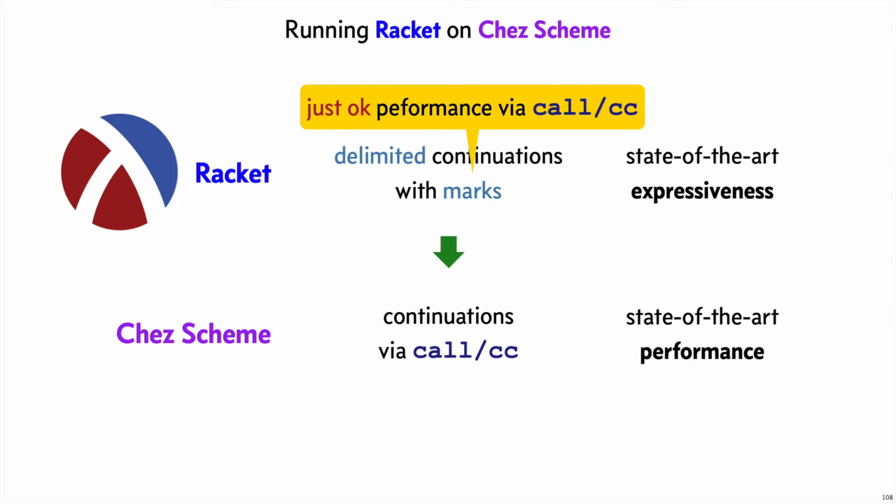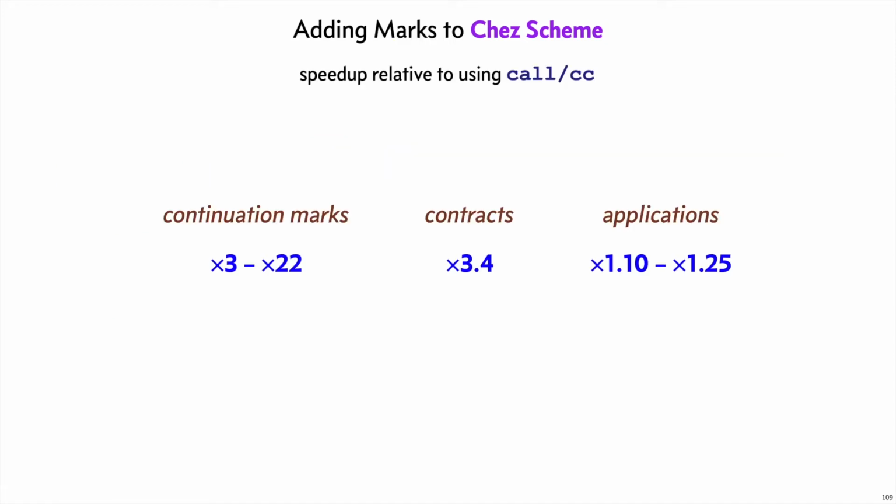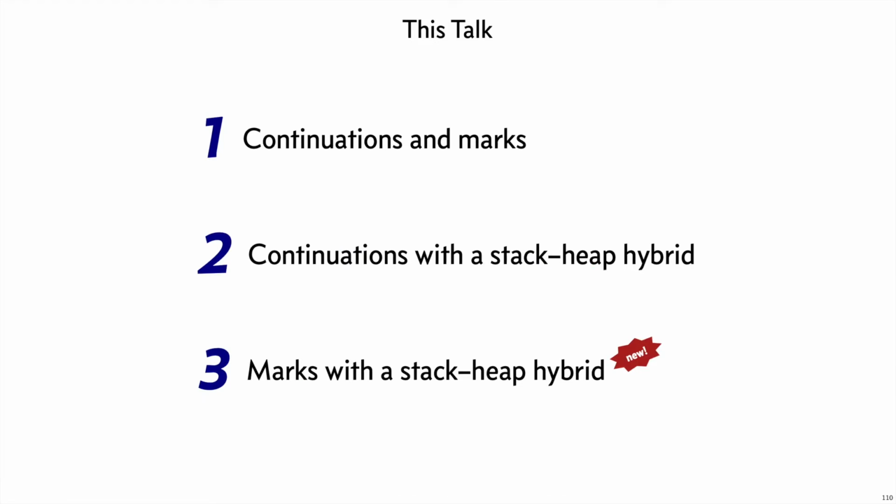And since continuation marks are such an important building block in Racket, it's worth spending some effort on the optimizer to specialize it further. When we do that, performance on individual continuation mark operations can improve by up to a factor of 20. That translates into an improvement of up to 3 or 4 for derived concepts like contracts in Racket. And for whole realistic applications, that translates into a performance improvement of 10 to 25%. For the rest of this talk, I'll provide a refresher on the semantics of continuations and marks, a refresher on how to implement continuations in a hybrid stack-heap model, and then finally explain how we take advantage of that model to get an efficient implementation of continuation marks.